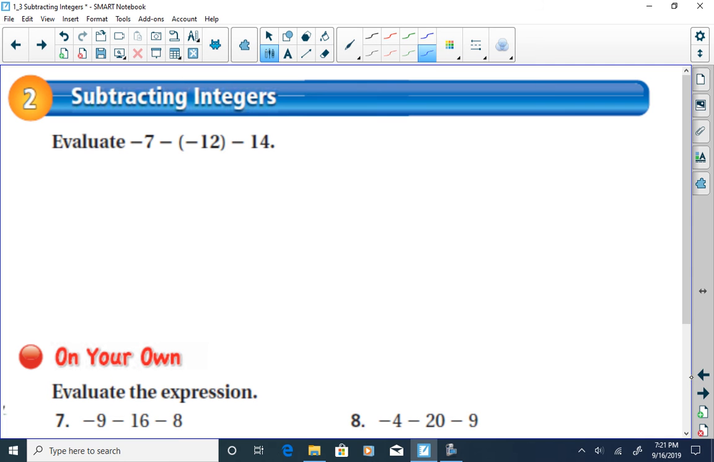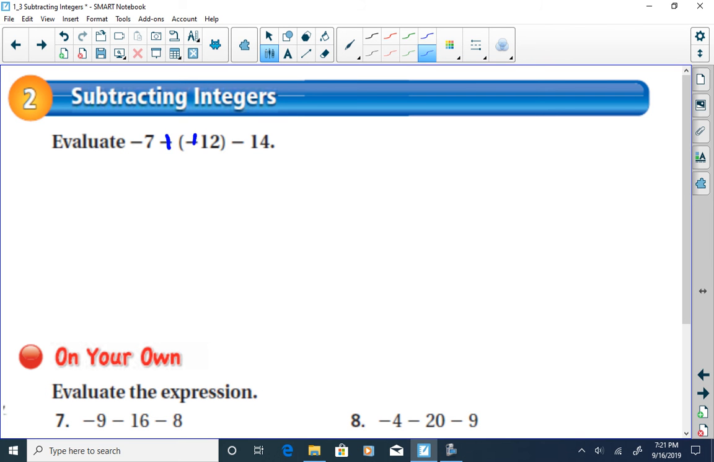Okay. Now, if we're subtracting more than just 2 integers, we have to use our order of operations, which says we do addition and subtraction from left to right. So I start with the first subtraction I see. This is negative 7, take away negative 12.